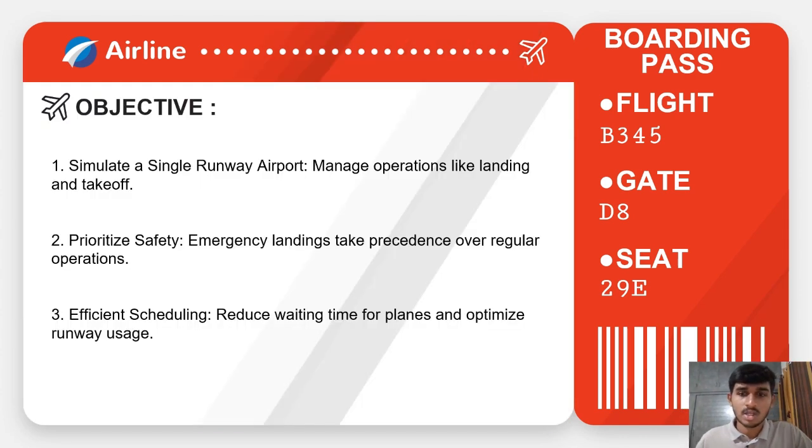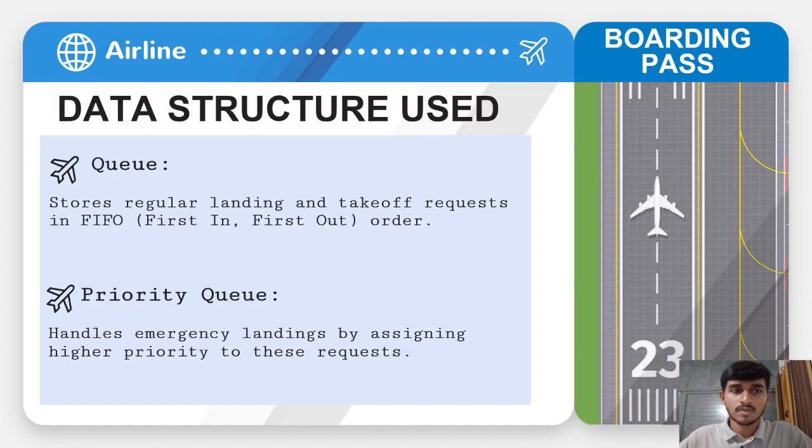So the objective of this project is to simulate a single runway airport, managing operations like landing and takeoff, and prioritizing safety, which is emergency landing should take priority over regular operations. So we should make a priority queue in which emergency landing is given the first priority, then other landings and takeoffs. So efficient scheduling reduces waiting time for planes and optimizes runway usage.